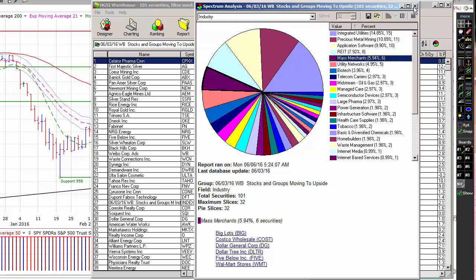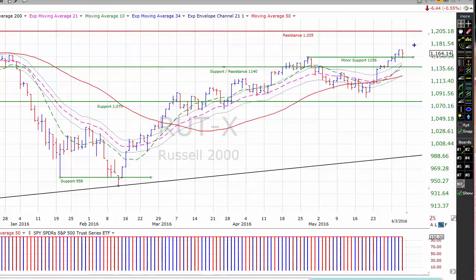Let's start today with the Russell 2000. On Friday, the Russell tested minor support down here in the 1156 area and held. That's a good sign. It's a bullish sign. We'll see if we can continue to hold that area. If we continue to hold that area, the next significant area of resistance is going to be all the way up here in the 1205 range. See what the NASDAQ Composite's up to.